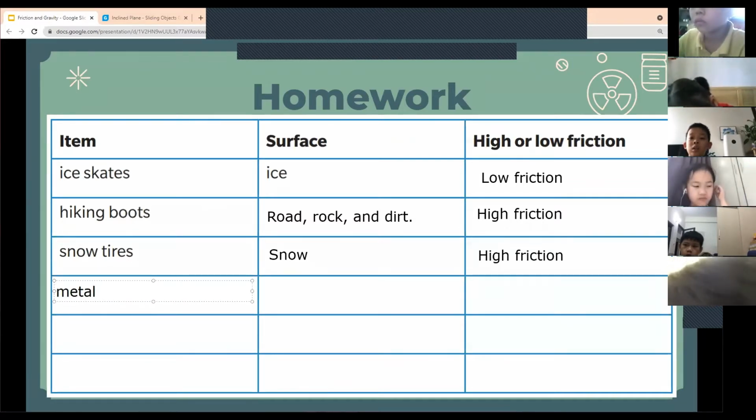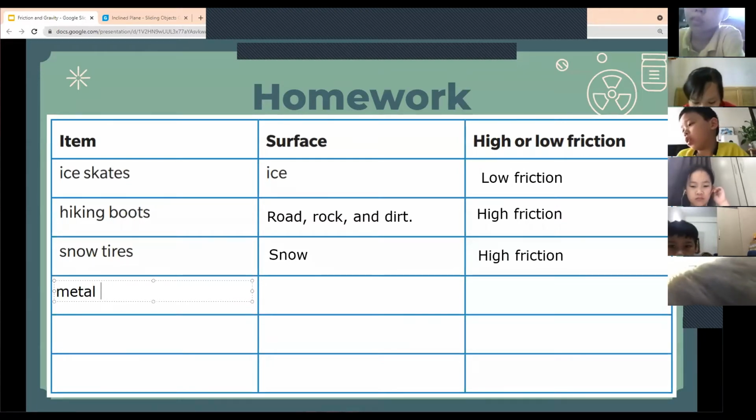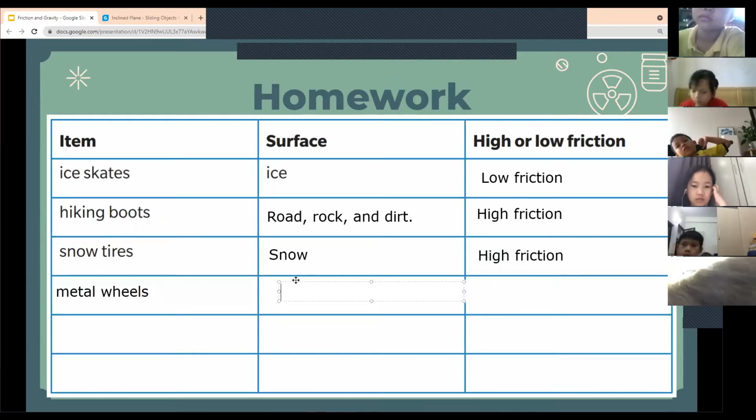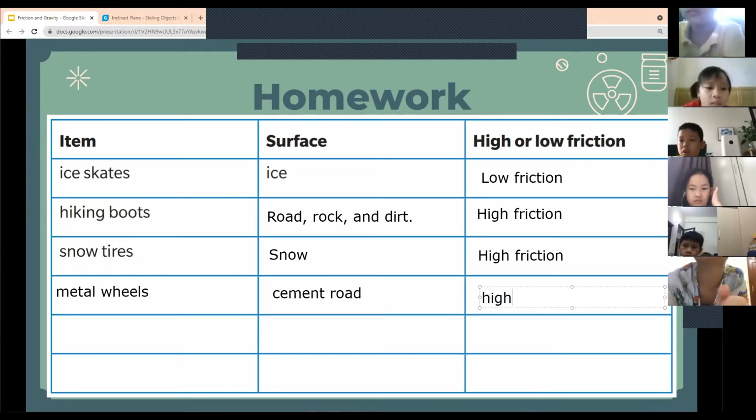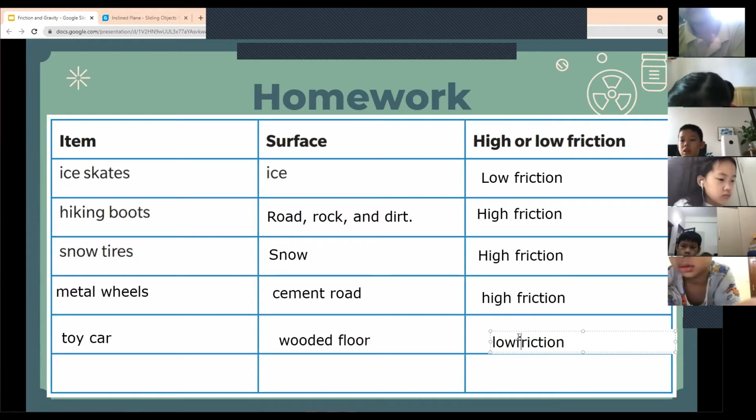Example is metal wheels run on cement road is high friction. Toy car run on wooden floor is low friction. Plastic cup go on a wooden cupboard is high friction. Thank you, Alex. Good job on your homework.